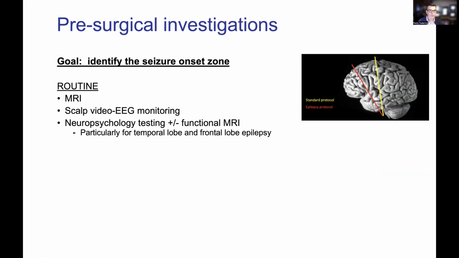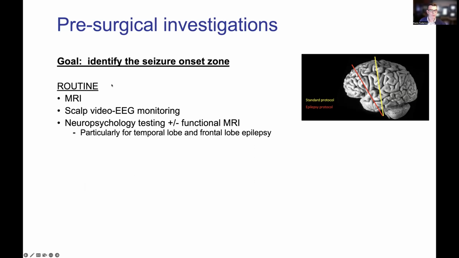So what are the pre-surgical investigations we typically perform? The overall goal is to identify the seizure onset zone, that is the area in the brain where the seizures originate from. And hopefully, if that area is resected, then the patient is rendered seizure-free. And if the patient is rendered free, then one can say that we identified the epileptogenic zone, which is the area of the brain which, when removed, renders a patient seizure-free. But the epileptogenic zone can only be identified post-surgically. So pre-surgically, we are just trying to determine where the seizures begin.